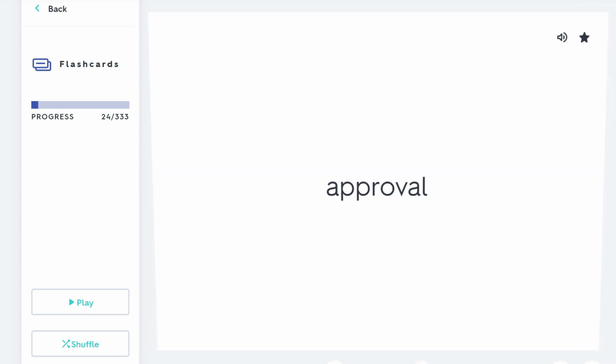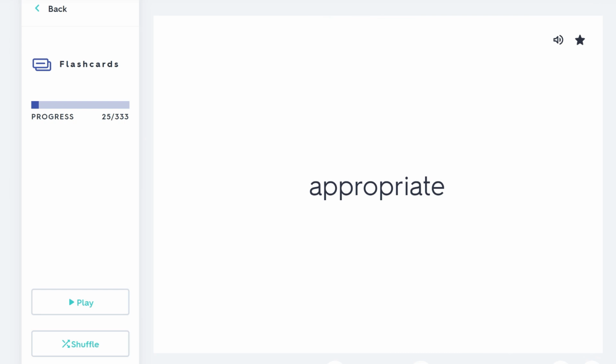Approbation. Approval. They were singing songs of approbation, praise and approval. He received the stamp of approbation from his boss. That was true approval.